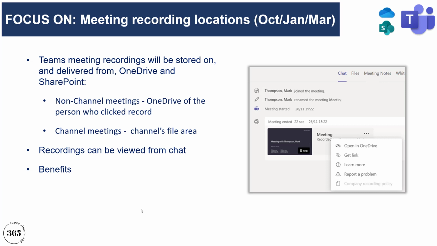Let's look at permissions. For non-channel meetings, these are just the regular normal meetings that we have, all meeting invitees, except for external users, will automatically receive a sharing link. For channel meetings, permissions are inherited from the membership of the team. So the owners and the members, whatever permissions they've got in that channel, they will have that for these recordings.